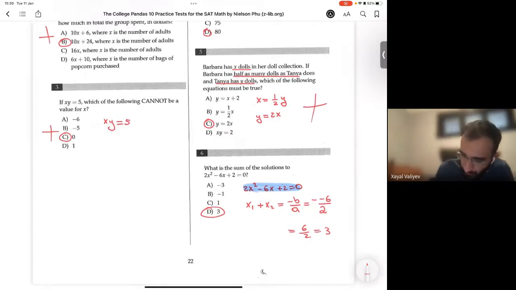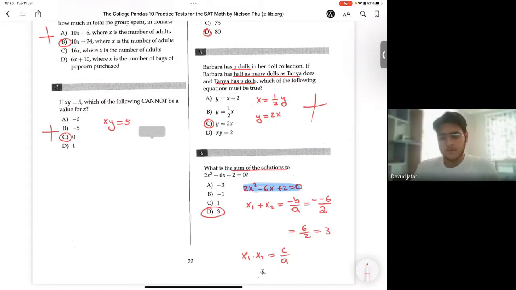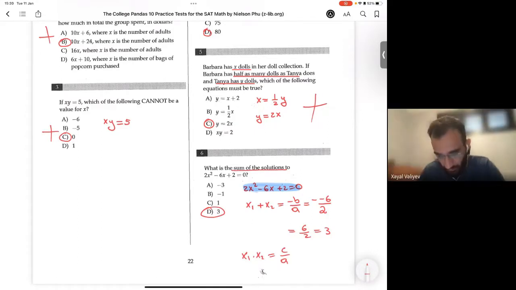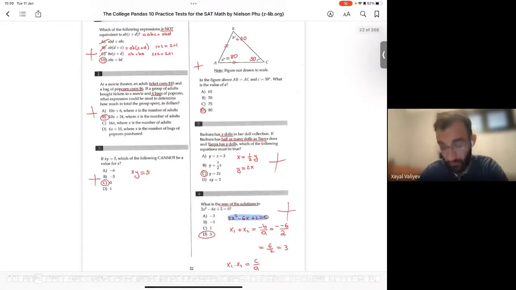But what if it asks for the product of these roots? The product of the roots would be c over a. Okay? The sum of the roots is negative b over a, and the product of the roots would be c over a. Did you get it? Okay. This is the second one, and we are done.